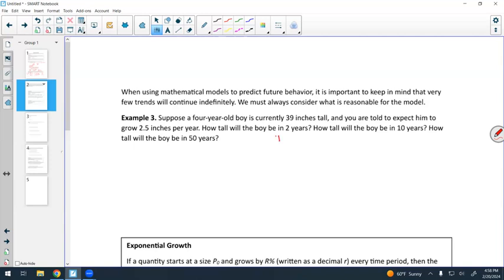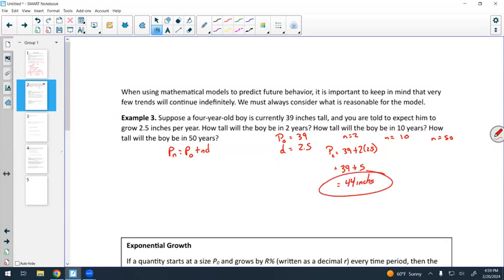So what do we know? We know that our initial height is 39 inches. He's growing by 2.5 inches a year. And I'm going to do this for n equals 2, n equals 10, and n equals 50. Again, p sub n equals p sub 0 plus nd. So p sub 2 equals 39 plus 2 times 2.5, which is 39 plus 5, 44 inches. That's reasonable. That's 3 feet 8 inches tall, and that would be at age 6. So yes, that's possible.